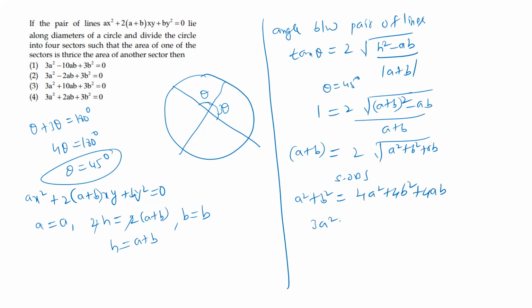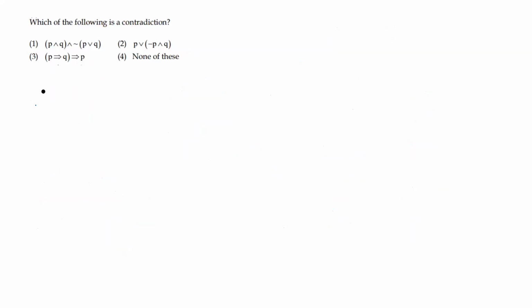Now totally what you'll get: 3a square, 3b square plus 4ab is equal to 0. That is the equation of the third condition in this case. So here plus 2ab also will come now. Plus 2ab means this 2ab sent to this side, 4ab minus 2ab is 2ab. That's why 3a square plus 3b square plus 2ab, that is the fourth option, is correct.